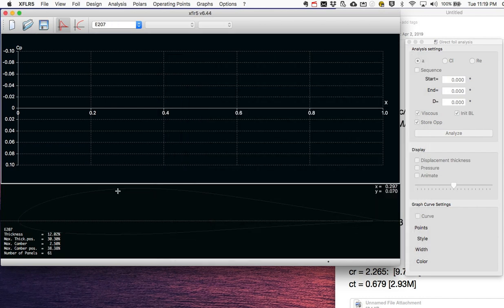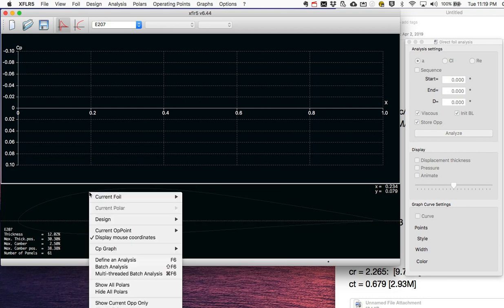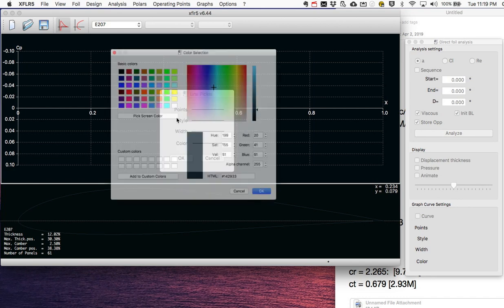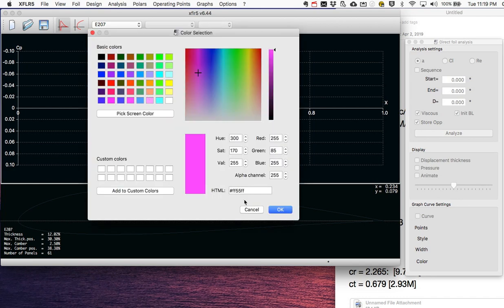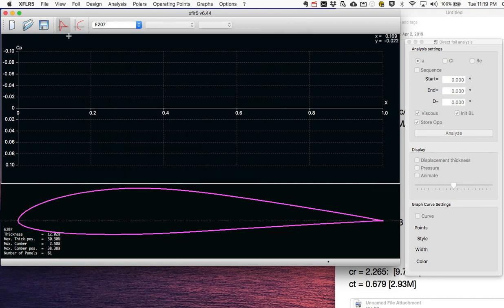Okay, so we've loaded the foil. It's probably not easy to see. I'm going to right click on here for current foil, set style. Let's pick a color that's a little more obvious. How about this pink? And line width, which we can see. Okay, now you can clearly see that.